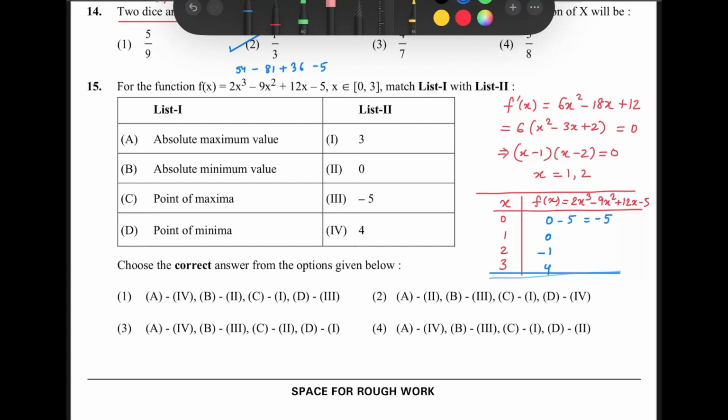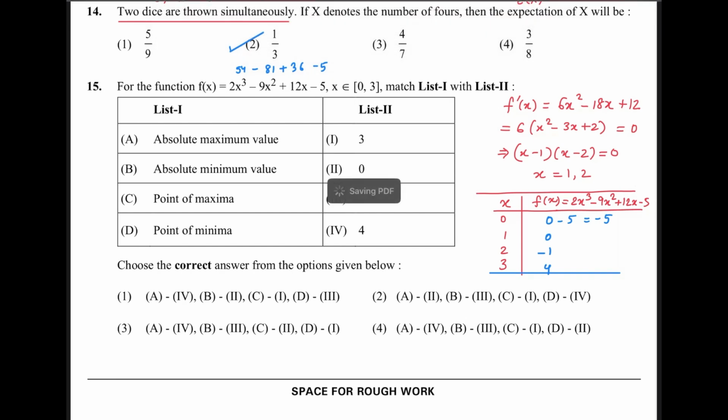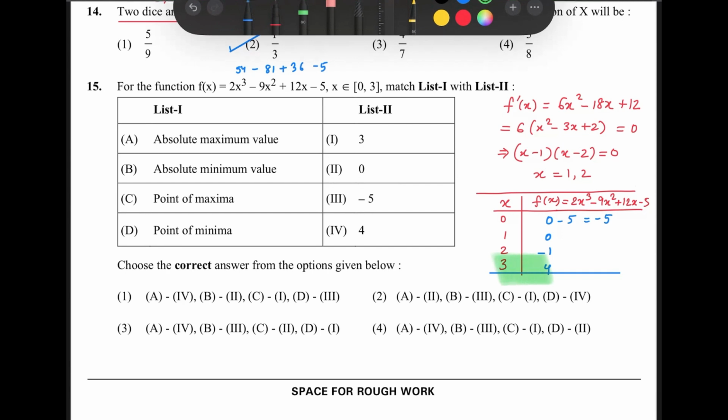So what is the maximum and the minimum value? The absolute maximum value is 4, which I am getting at x equals 3, right? So the absolute maximum is 4, and the maximum point is 3. So C matches with 1. Then the absolute minimum value is minus 5, which is occurring at x equals 0, right?